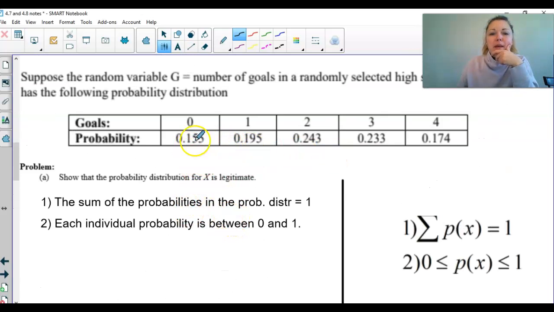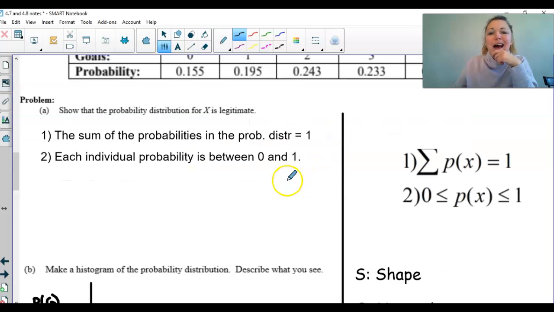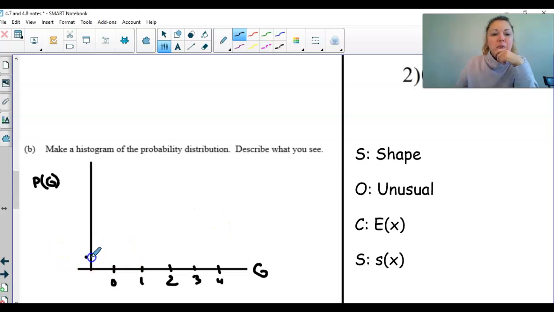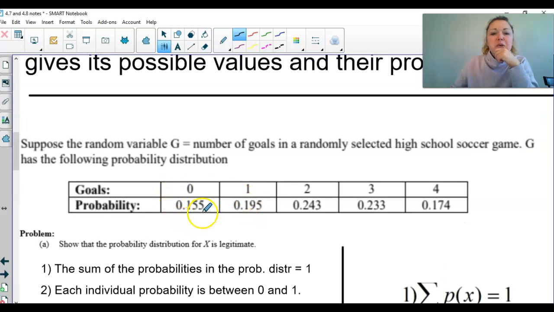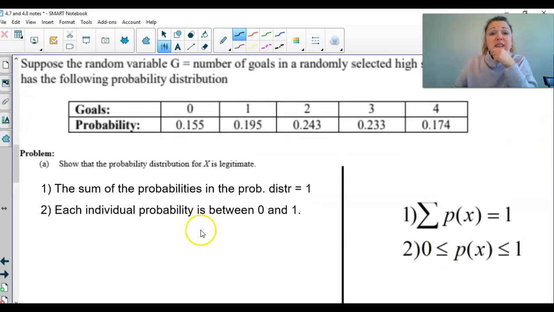And then we're looking at now the probability. So my minimum probability here looks about 0.15, and my maximum is about 0.24. I'm going to go by 5s when I scale it. So 0.05, 0.10, 0.15, 0.20, 0.25. Again, just look at your min and your max. If you need help deciding how you should scale, just let me know. Okay, so for 0 goals, there's a 15.5% chance of that happening.